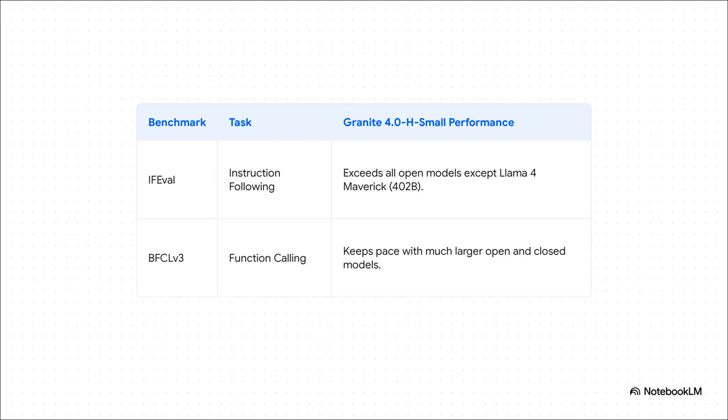So if you just look at the official benchmarks, the numbers are pretty staggering. Take IFEval, which tests how well a model follows instructions. This relatively small model is beating almost every other open model out there, except for a monster 402 billion parameter Llama model. And for function calling, which is absolutely critical for building AI agents, it's right there in the mix with models that are way, way bigger.